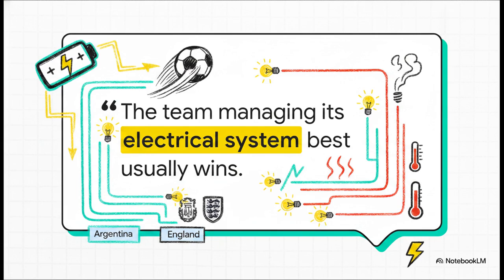Ultimately, this whole explainer boils down to one essential thought. The team that manages its electrical system best usually wins the match. Argentina didn't necessarily start with a stronger battery, but they managed their circuit, reduced their resistance, and flawlessly exploited England's overheating system when it really counted.